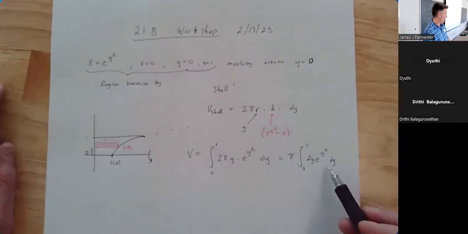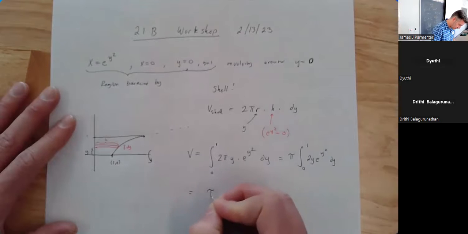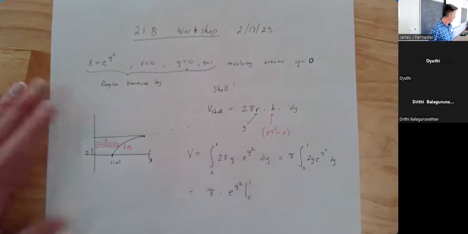And the integral of that's e to the y squared, right? I think we can all see the u substitution here. u would equal y squared, du would be 2y dy. This works out perfectly. I don't even want to write it down. I'm going to say it's pi times e to the y squared from 0 to 1.